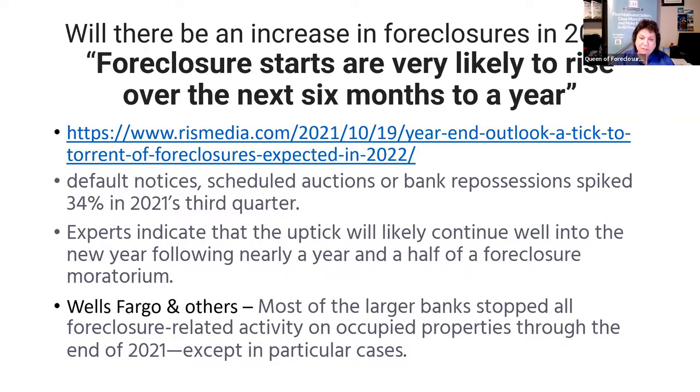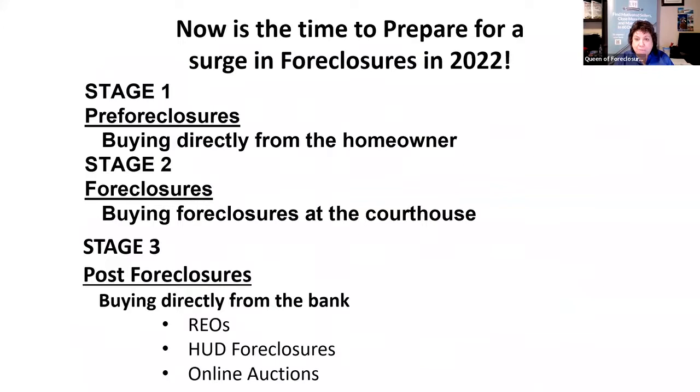I believe it too. Wells Fargo and other big banks like that, most of the large banks stopped all foreclosure related activity on occupied properties last year, all the way through the end of the year. There were some exceptions to the rule, but for the most part, they stopped their foreclosures. So those guys are rearing to go and ready to get the non-performing asset. That's what I call foreclosure. A pre-foreclosure is, to the bank, a non-performing asset.